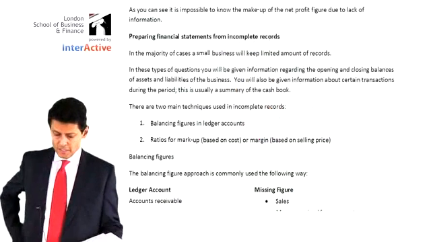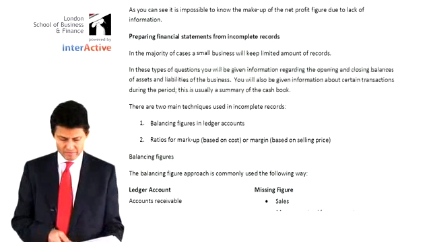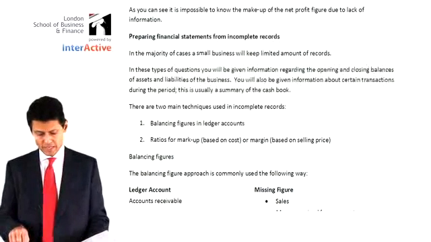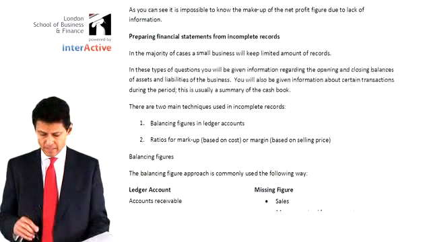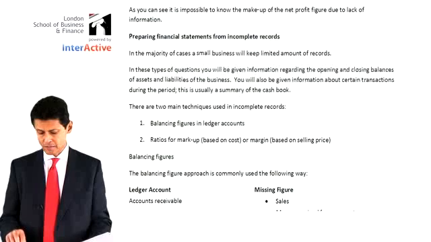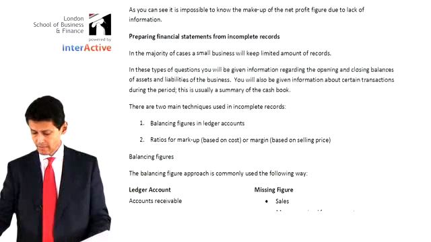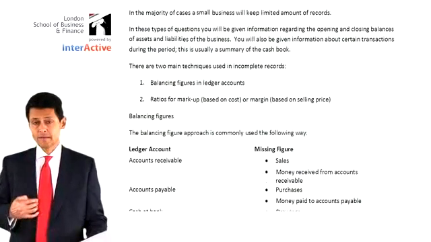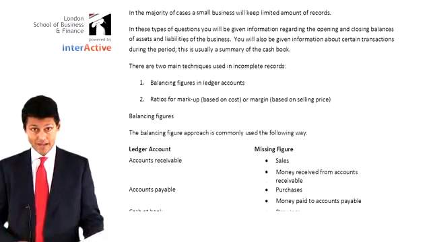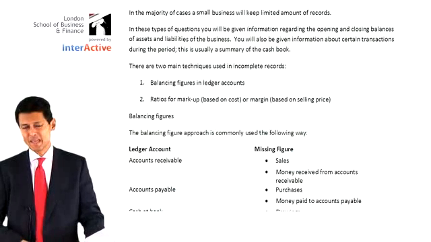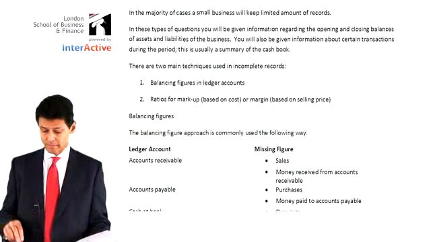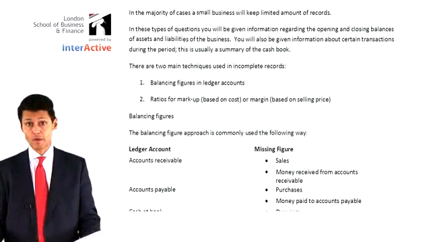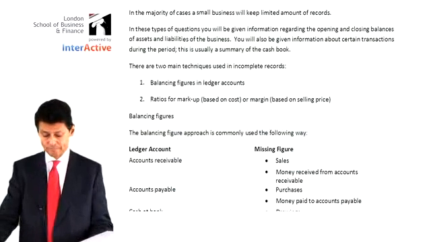As you can see, it is impossible to know the makeup of the net profit due to lack of information. It's true. Preparing financial statements from incomplete records. In the majority of cases, a small business will keep limited amounts of records. It's true. The business is much more involved in making the profit, running the business. So the keeping of records doesn't seem to be very important. But nowadays, of course, you will have staff and there are rules to follow and perhaps computers help.